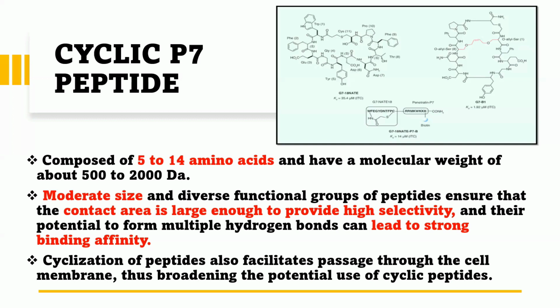In addition, the cyclization of the peptides also facilitates the passage through the cell membrane, thus broadening the potential use of cyclic peptides in generating the structure and function features that can be used as a pharmaceutical agent. Because of these favorable characteristic features of cyclic peptides, various cyclic peptides have been exploited for biomedical and other purposes that we'll be discussing more in the next few slides.